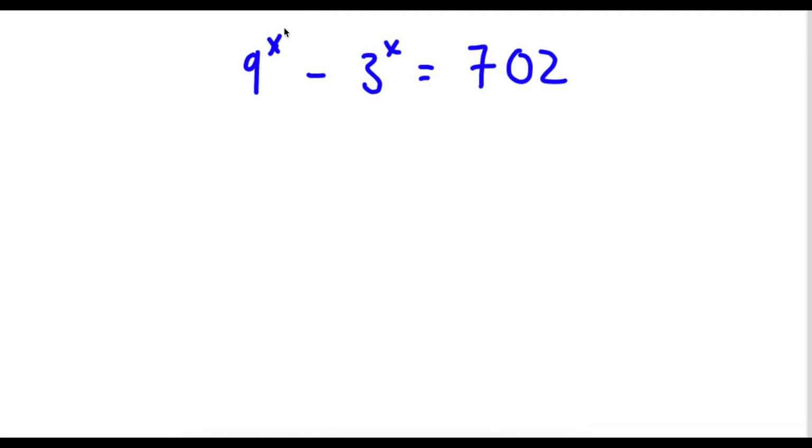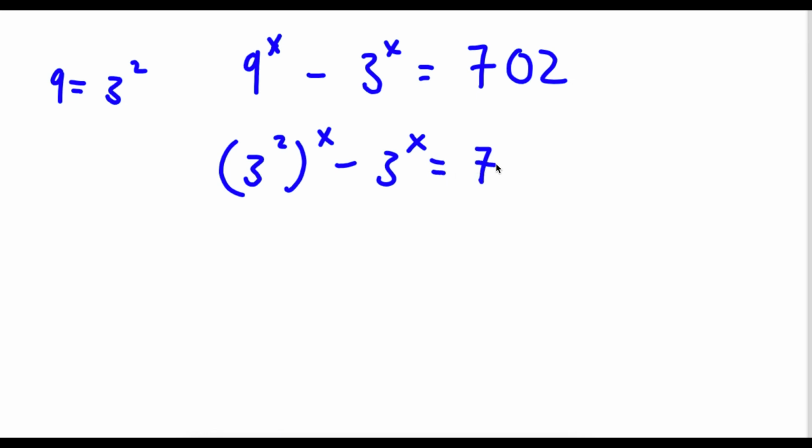So I have 9 to the power of x minus 3 to the power of x is equal to 702. Now 9, this is the same thing as 3 squared. So if I replace 9 with 3 squared, I get 3 squared to the power of x minus 3 to the power of x is equal to 702.